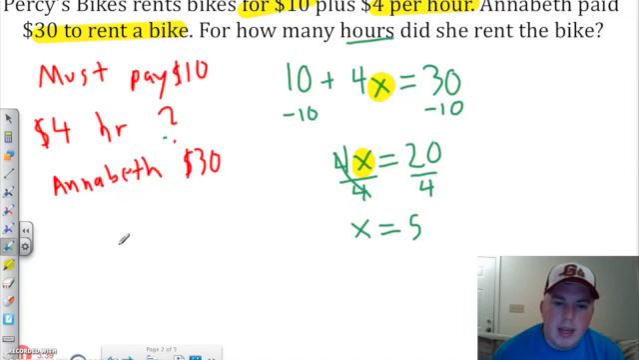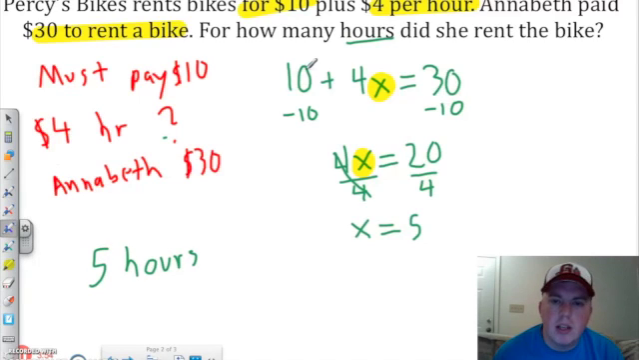Now remember, when we want to give our answer in context of the problem, our question was how many hours did she rent the bike? So this isn't just going to be 5, it's going to be 5 hours. And if we wanted to check this, we could plug it back into our equation that we had at the top. If we did it, we would have 10 plus 4.